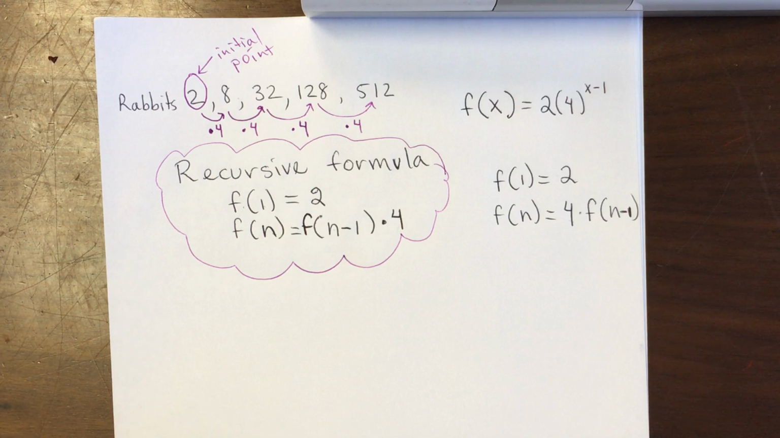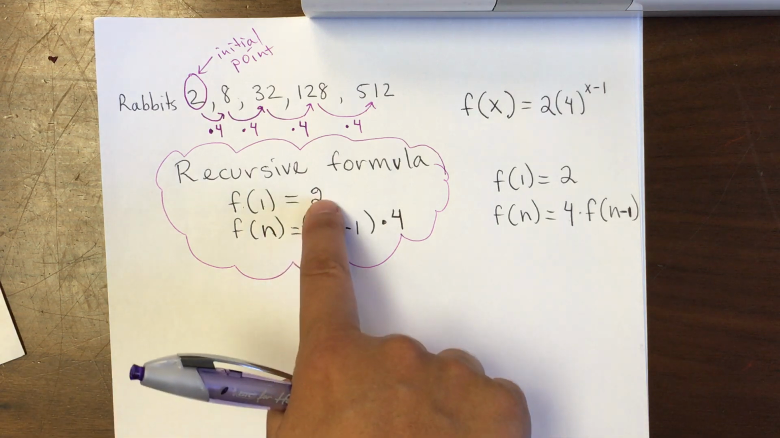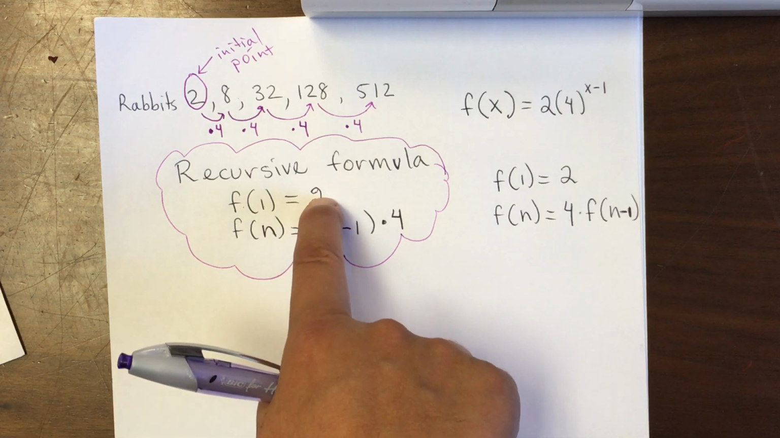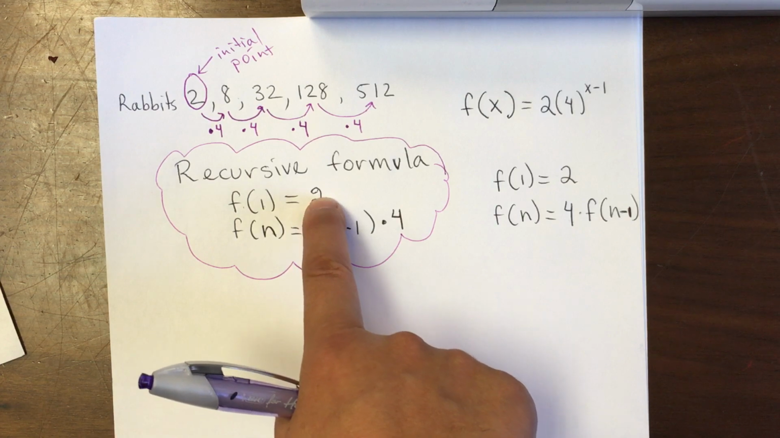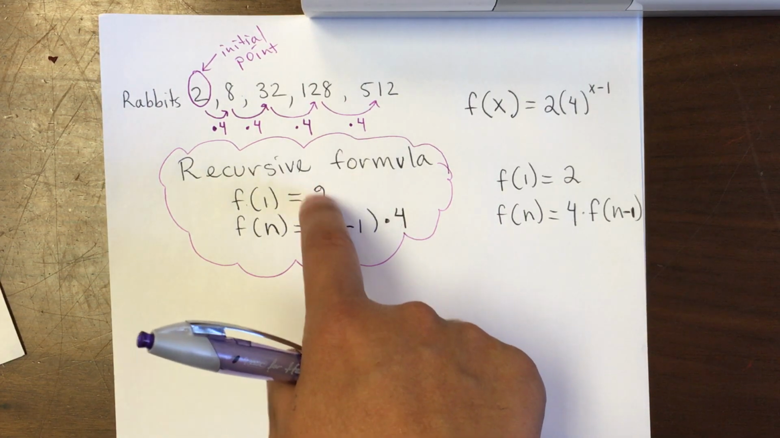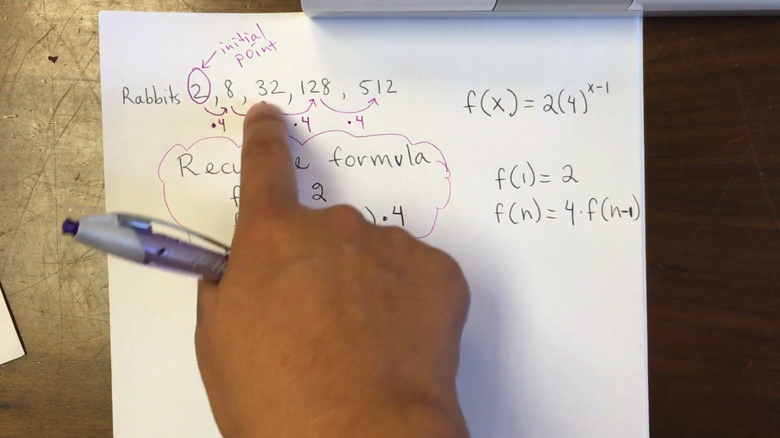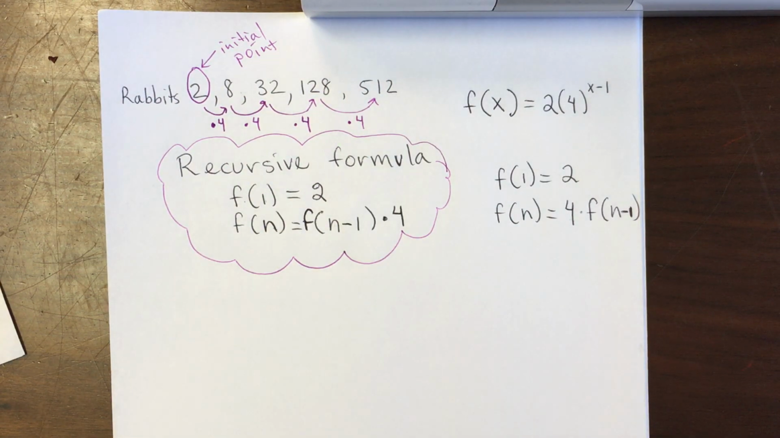Okay, so now what if I start with 10? All you would do is just change this, but if the pattern continues to be the same, multiplying by 4, all you do is start with 10 in here and you multiply by 4. Okay?